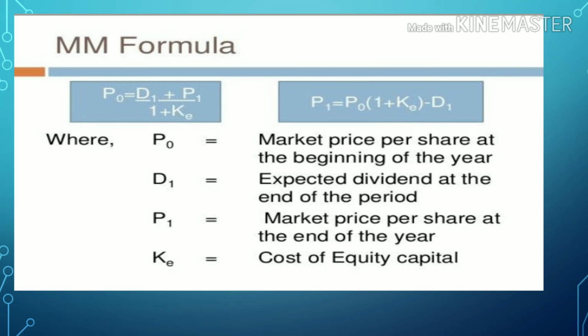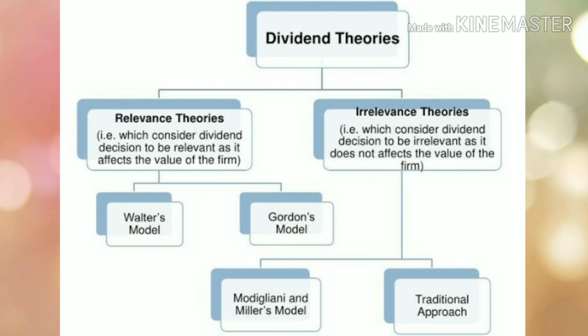Here P0 is the market price per share at the beginning of the period. D1 is the dividend to be received at the end of the period. P1 is the market price per share at the end of the period. KE is the cost of equity. The value of P1 can be derived from the above equation, that is P1 equals P0 into 1 plus KE minus D1.